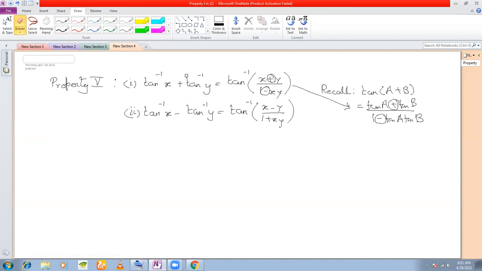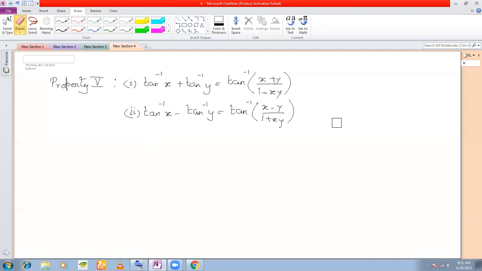so that we can use it in class 12 next year. So this was the property, but the restriction here is that both the denominators must be positive. You have different restrictions for these two. You can only use the first formula when 1 minus xy is positive, and you can only use the second formula when the denominator of the tan inverse part on the right hand side is positive. Remember this.